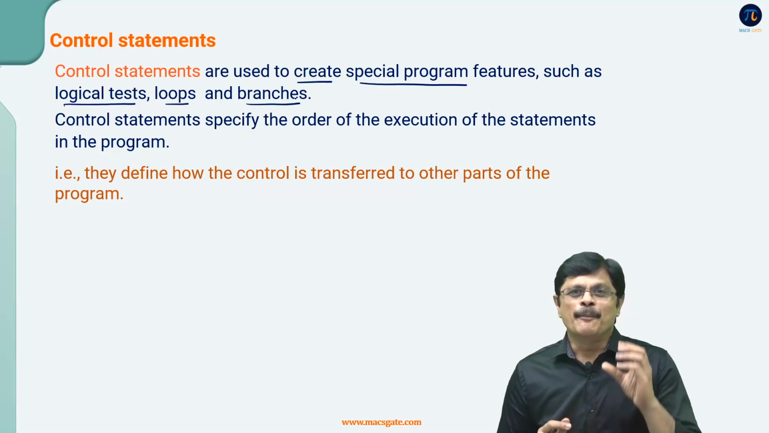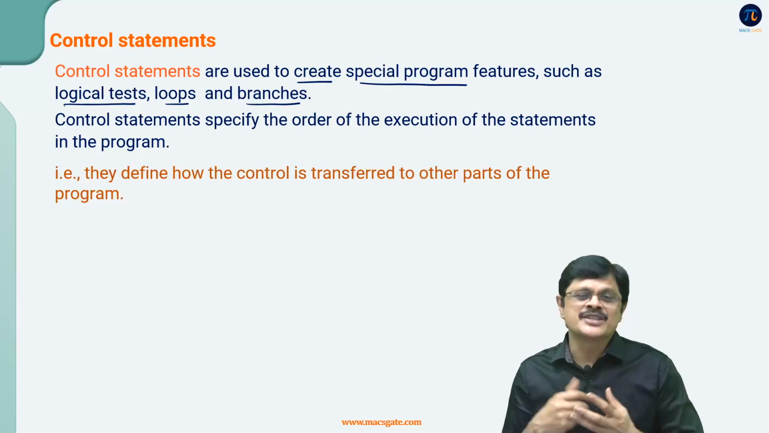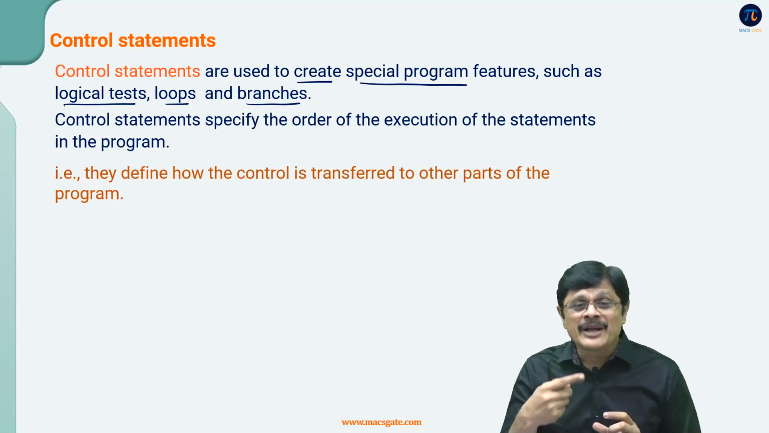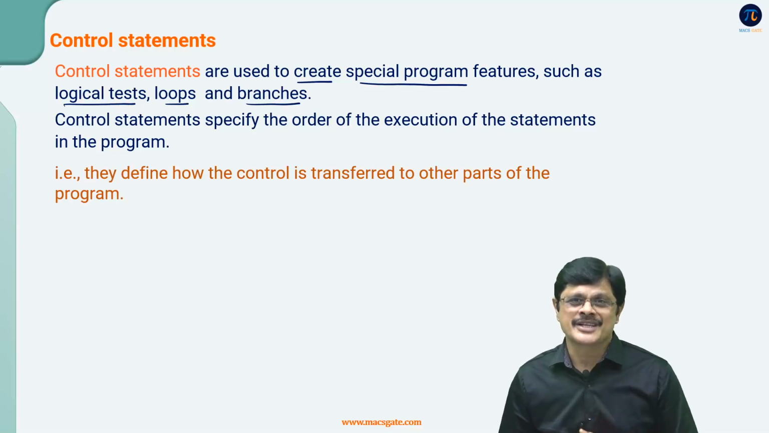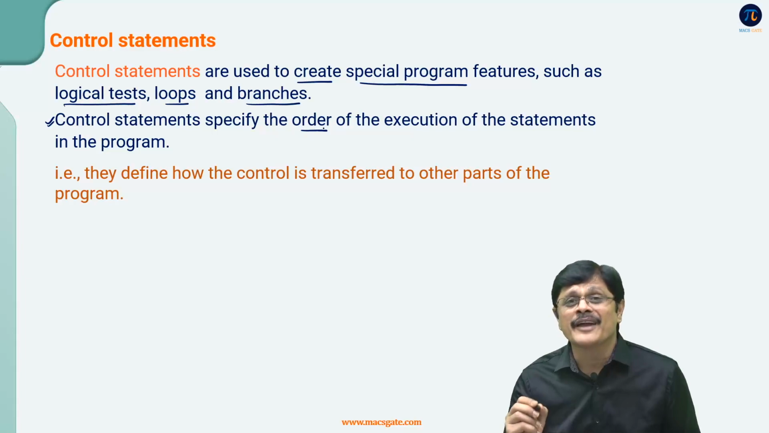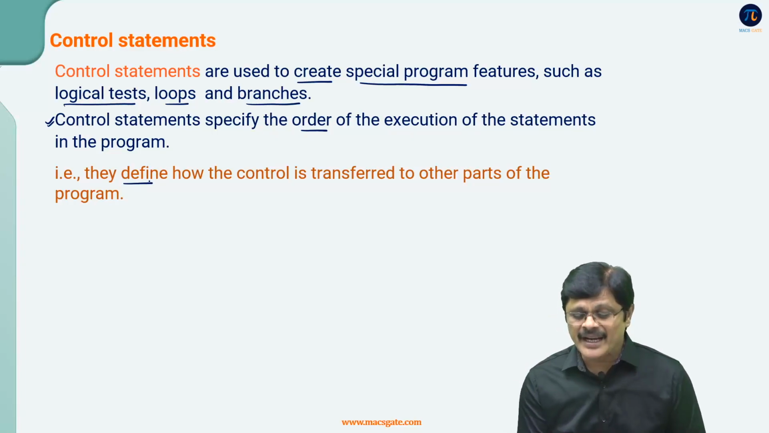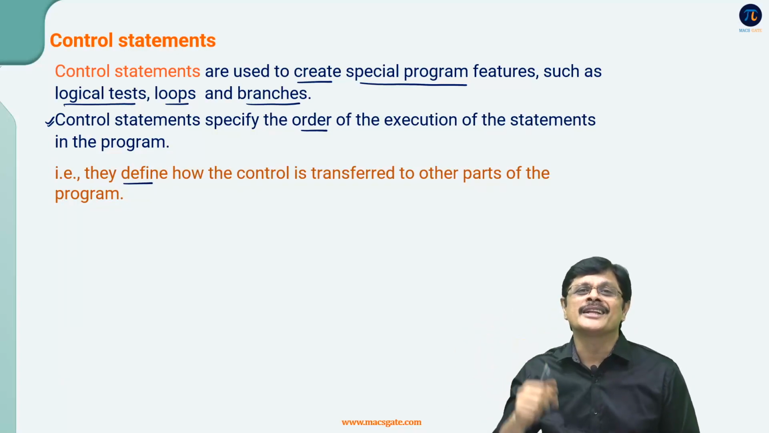That is, based on some condition, some part of the program needs to be executed or some part of the program needs to be repeated. All such things are taken care of by control statements. So, the control statements specify the order of execution of the program. That is, they define how the control is transferred from one part of the program to another part of the program.